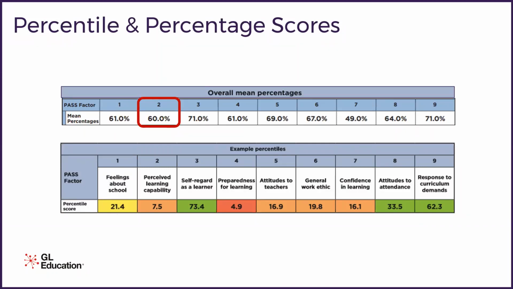Where percentiles are shown for individuals, these scores represent a comparison to other individual students in the standardization sample. Where percentiles are shown for cohorts, these scores represent a comparison to other cohorts in the standardization sample. In the example on screen, whilst the mean percentage for perceived learning capability is 60%, this comes out as the 7.5th percentile when compared against the standardization. You'll find that percentiles are easily interpreted within the PASS reports due to their color coding.